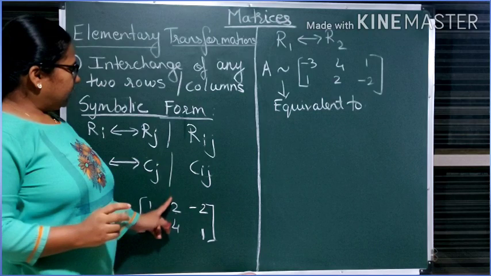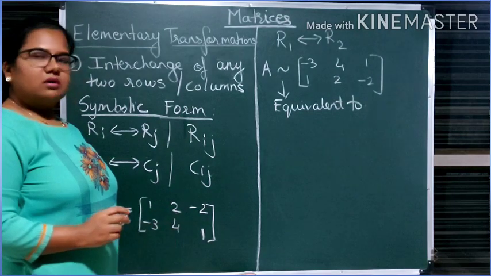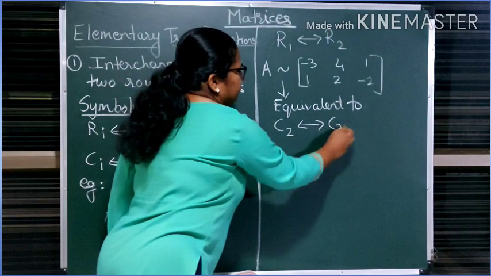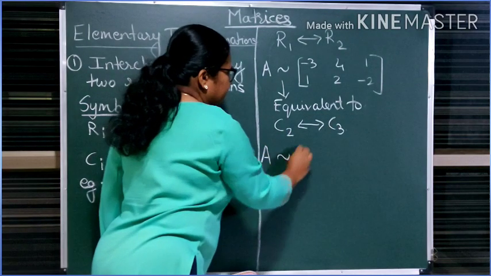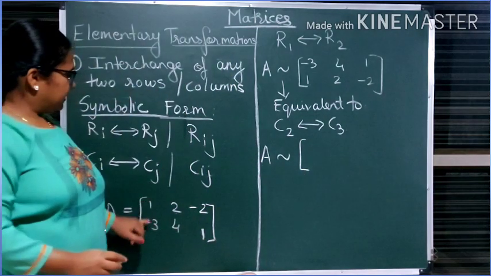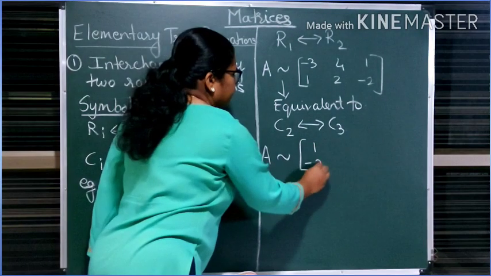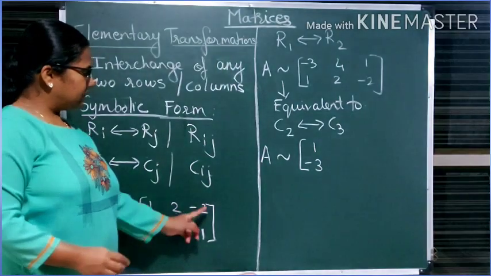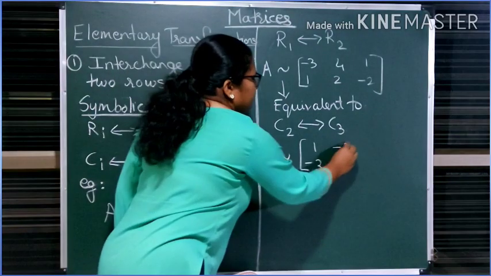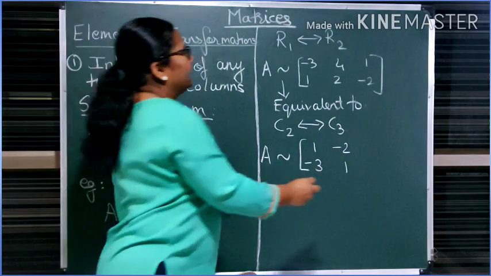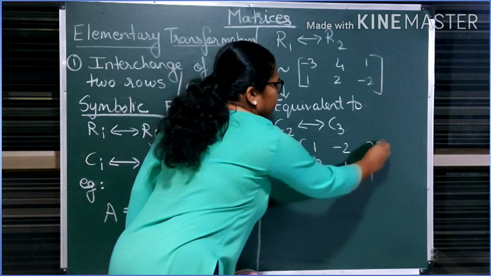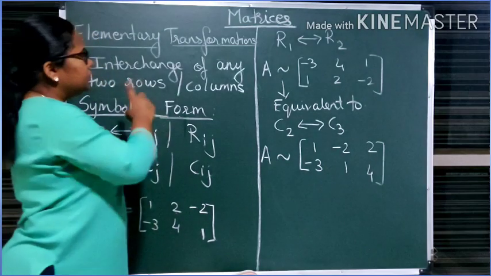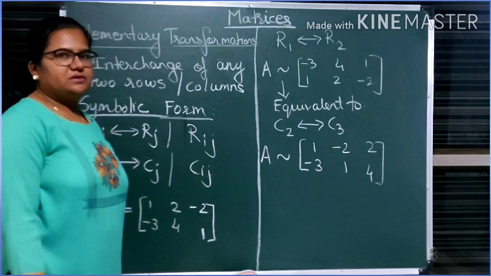Now, suppose I want to interchange second column elements with the third column elements. What will be the symbolic form? C2 double arrow C3. So what will be the equivalent matrix? First column elements will remain the same, 1, minus 3. Now second column elements will become the elements of the third column and third column elements will become the elements of the second column. So minus 2, 1 will be the second column and 2, 4 will become the elements of the third column. So this is interchange of two columns. This is a very simple operation, interchange of any two rows or columns.